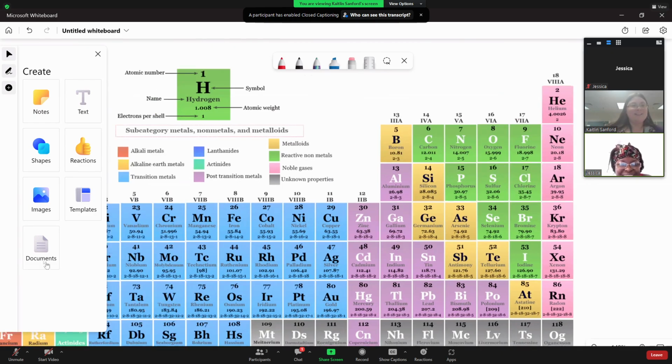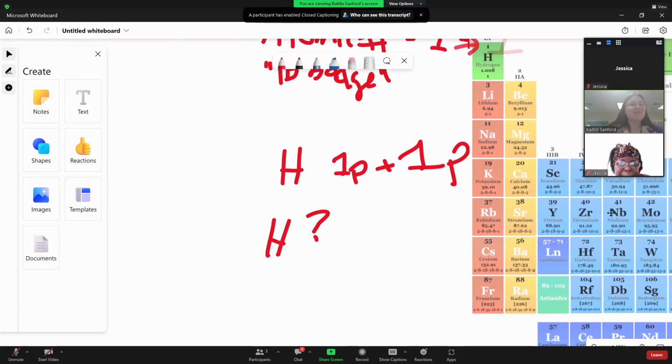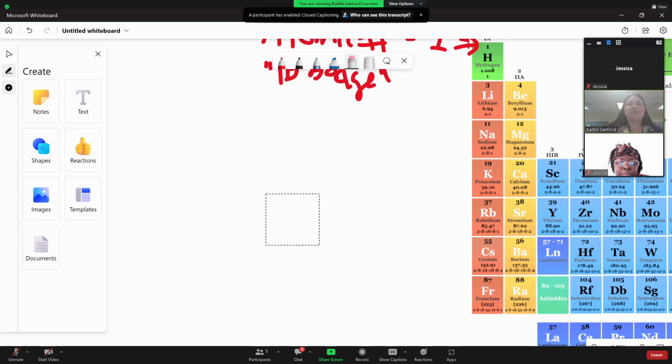Okay. So yes, the thing to take away from this is that you can change the number of electrons in an element. You can change the number of neutrons in an element. But you can't change the number of protons. Otherwise, you're going to have a different element. Okay? All right. So that was our atomic number.